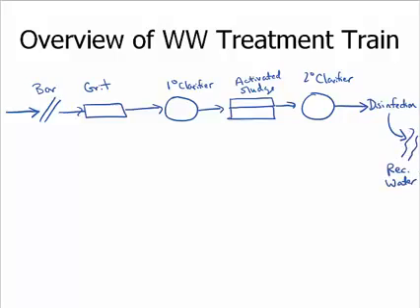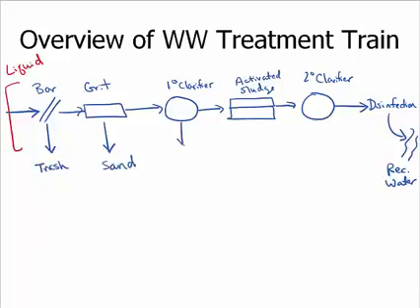Now this part of the treatment train is what I consider liquid treatment. And the idea is that you remove solids and dissolved nitrogen, carbon, phosphorus. And in doing so, you generate solids. And so we need to keep track of the solids that are generated. So from the bar and the grit, you remove trash and sand. And from the primary clarifier, you remove primary sludge. And from the secondary clarifier, you remove secondary sludge.